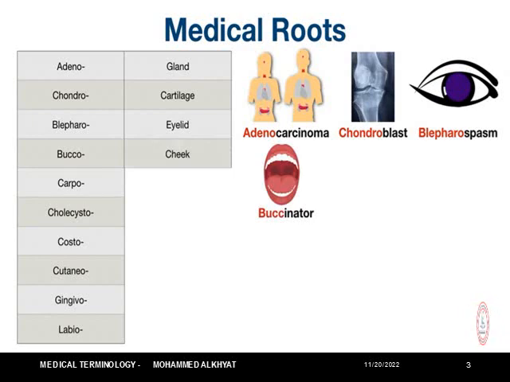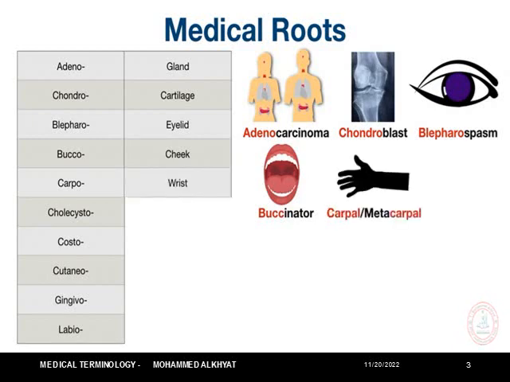You might learn about the buccinator in anatomy, which is the major facial muscle underlying the cheek. The next root word is carpo, which means wrist. Another anatomy example would be the carpal and metacarpal bones. The carpal bones are the 8 bones of the wrist.